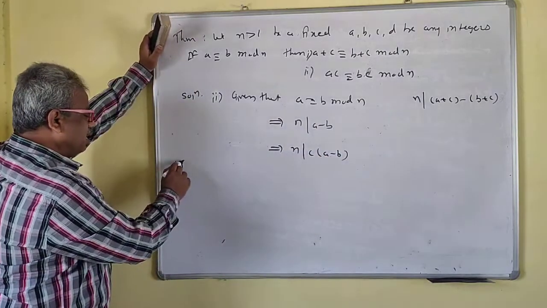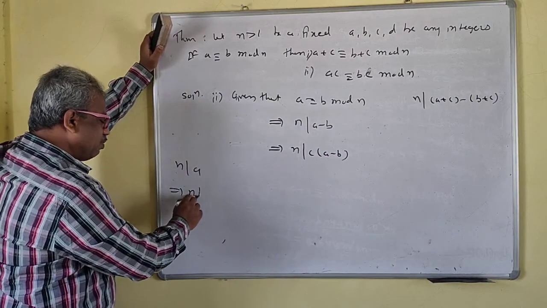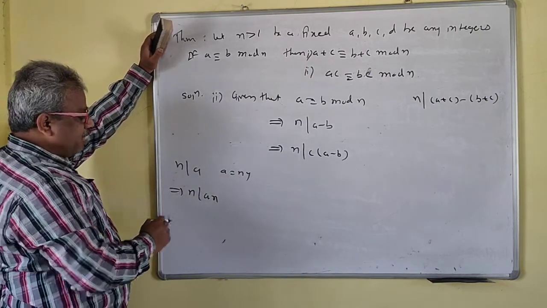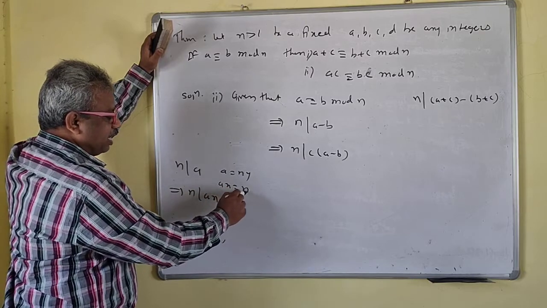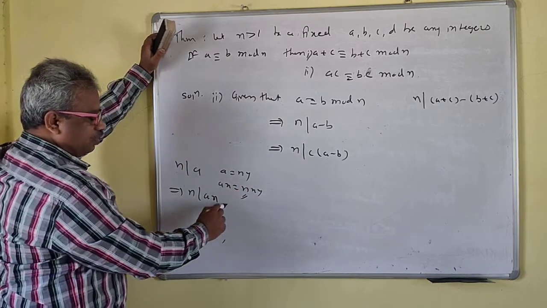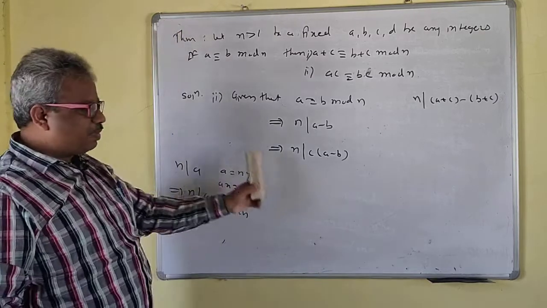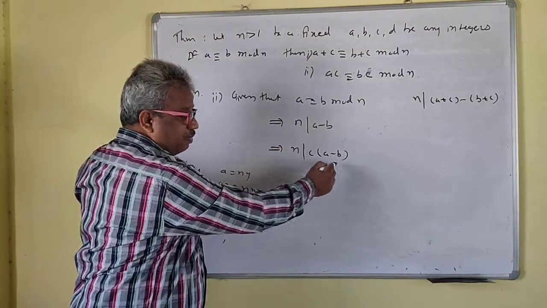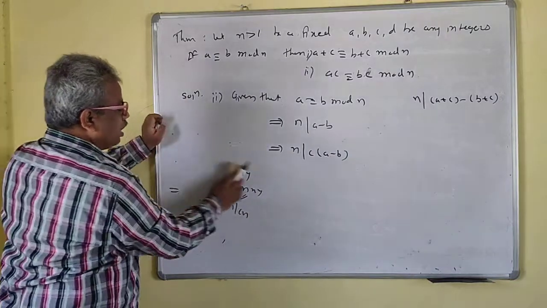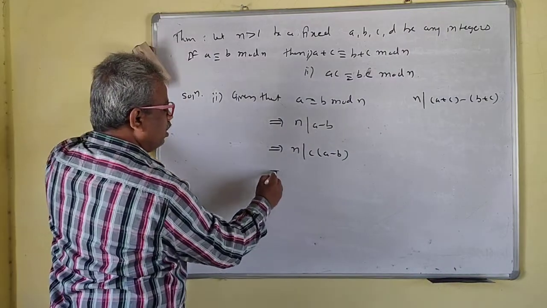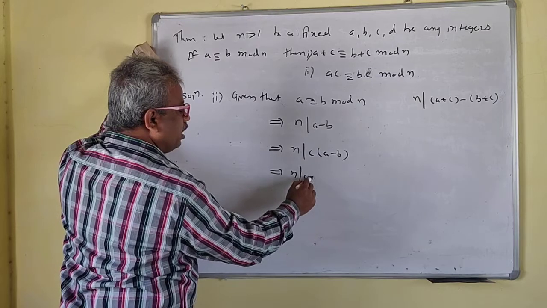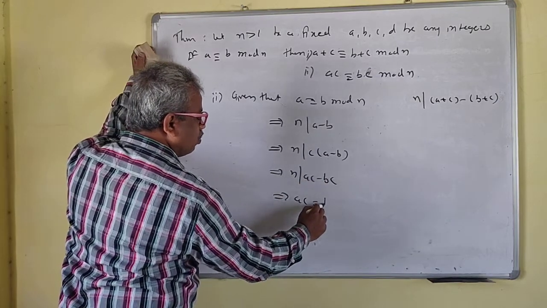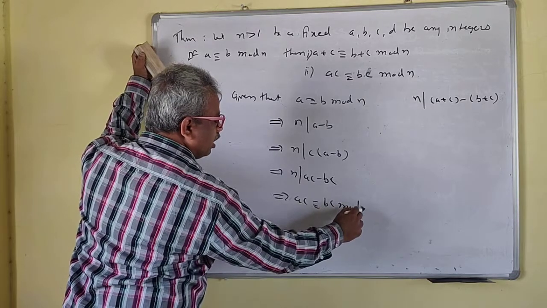Because I have seen that N divides A implies that N divides AX. How? Because A is equal to N times Y, and multiplying by X gives NXY, so N is still there. So N divides AX. I can multiply on this side, but I cannot multiply on the other. This implies that N divides AC minus BC.